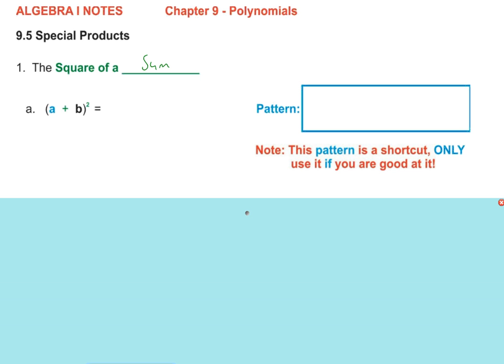Kirsten, question? On homework, do you want us to use these shortcuts? The homework's design is for you to use the shortcut, yes. Okay, so let's do the first one.